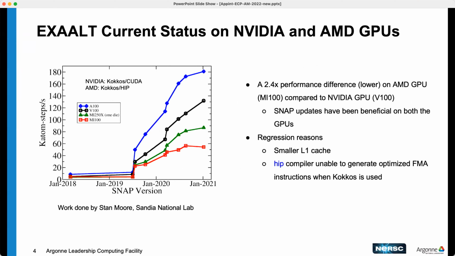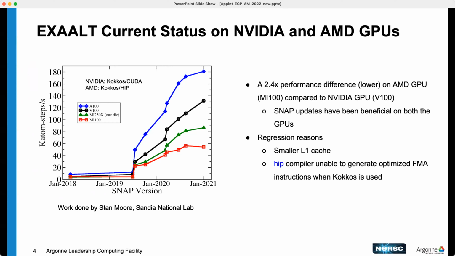Hi, so I'll be talking about the status of the project on NVIDIA and AMD GPUs. As you can see on the left side, the figure gives a bird's eye view of where the project is with respect to different GPUs available to us, like the NVIDIA A100 and V100 GPUs, and the AMD MI100 and MI250X. The x-axis shows the progress of the project over time, and the y-axis is essentially a metric of throughput. So the higher the number, the better the throughput.